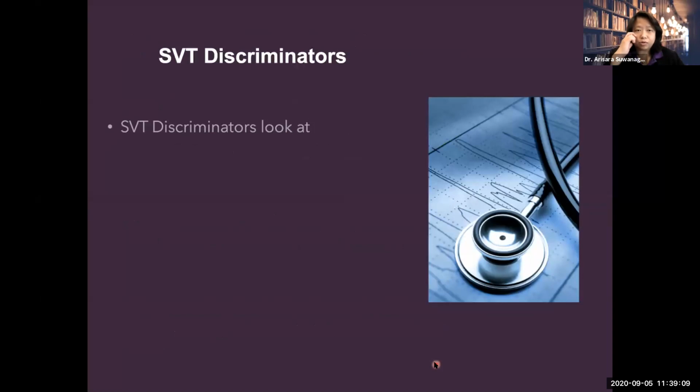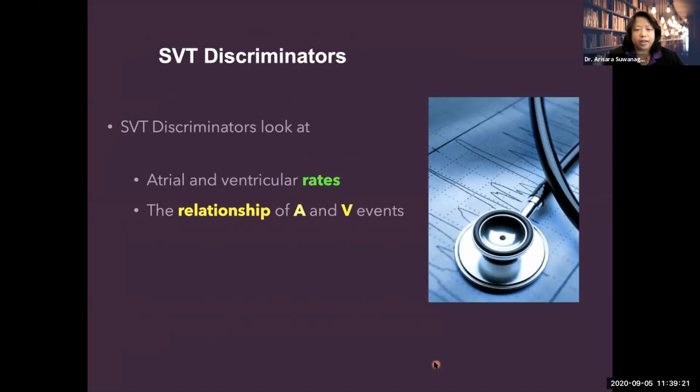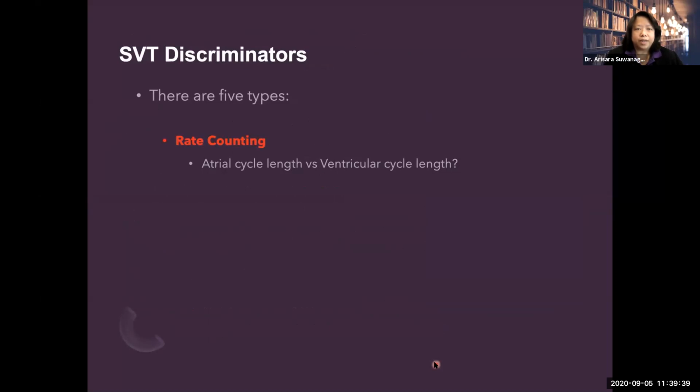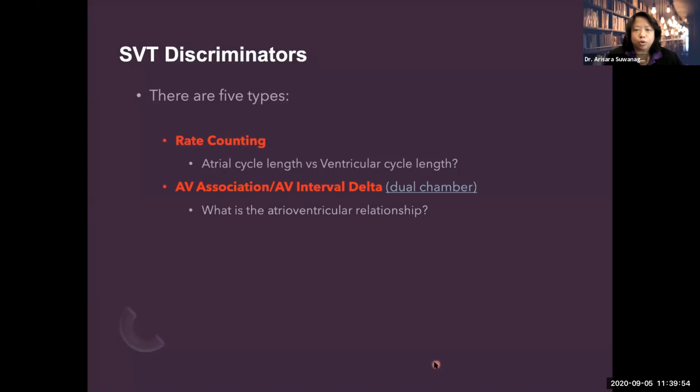For the SVT discriminators, the ICD has to look at rates, both atrium and ventricles. It has to look at the relationship of atrial and ventricular events. If it's a dual chamber, it's going to be easy to look at the relations. It has to look at the regularity of the rhythm, the onset of the arrhythmia, and the shape or morphology of the QRS complex. At the beginning of the discriminator, each ICD begins with counting. It counts the cycle lengths of either atrial or ventricular rates and defines which one is faster. And of course, in a dual chamber, you will be able to see whether there is AV association or dissociation of the atrial and ventricular signals.